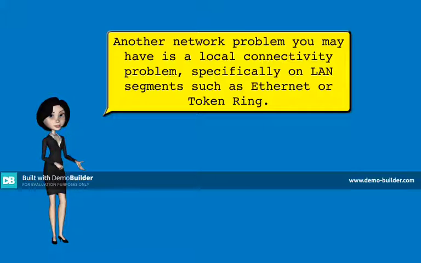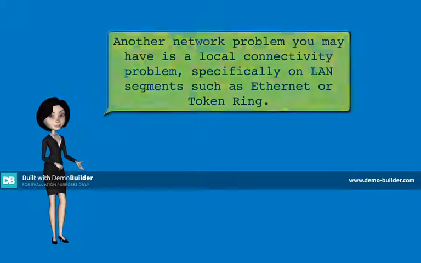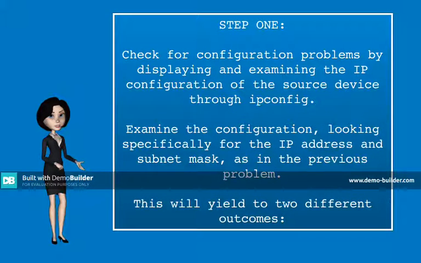Another network problem you may have is a local connectivity problem, specifically on LAN segments such as Ethernet or token ring. Step 1. Check for configuration problems by displaying and examining the IP configuration of the source device through IPconfig. Examine the configuration, looking specifically for the IP address and subnet mask, as in the previous problem. This will yield two different outcomes.